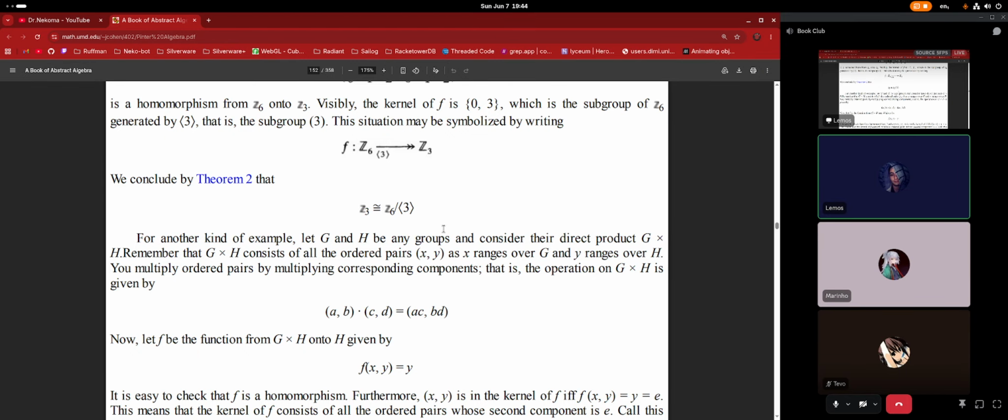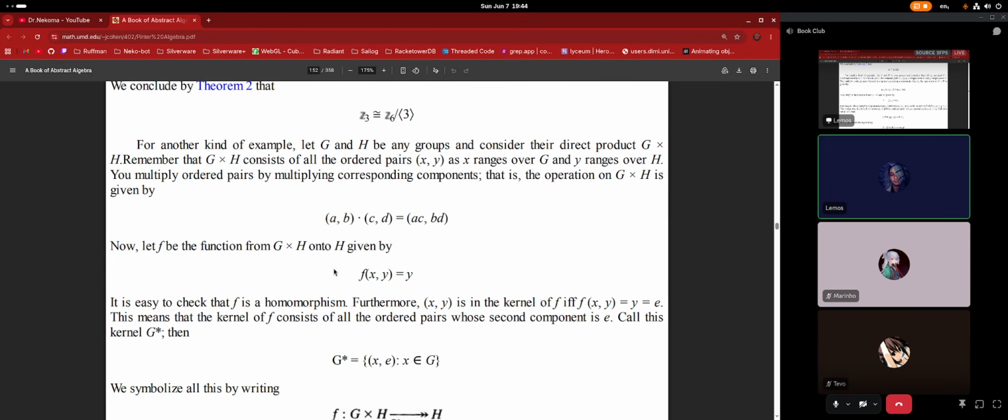For another kind of example, let G and H be any groups and consider the direct product. So you have pairs in which the first member of the pair ranges over G and the second member ranges over H. You multiply ordered pairs by multiplying corresponding components. So this is what makes it a homomorphism. Now let f be the function given by this thing. So this is the function second. It is easy to check that f is a homomorphism.